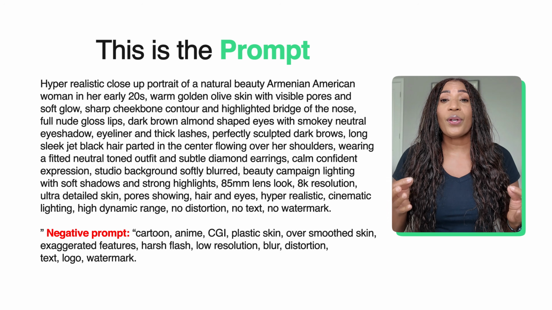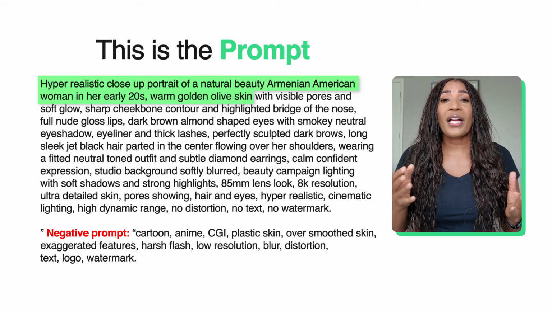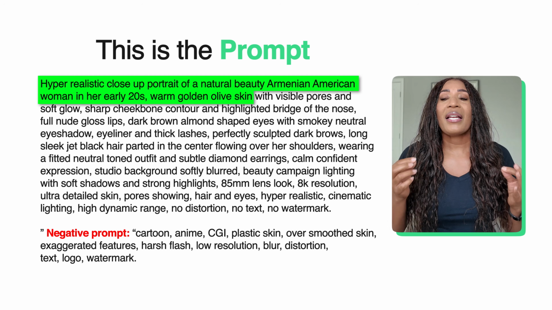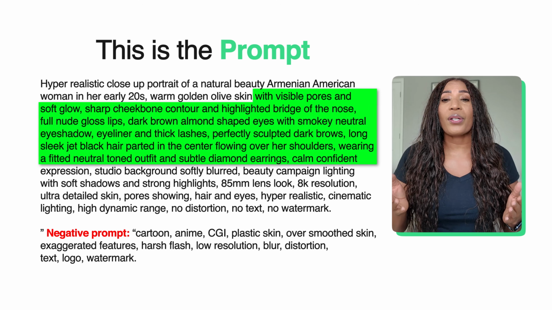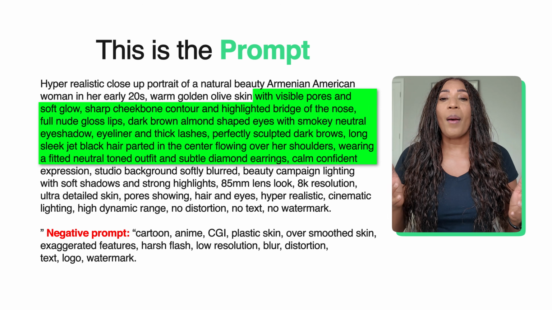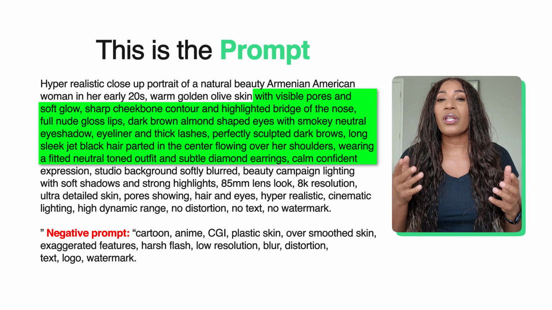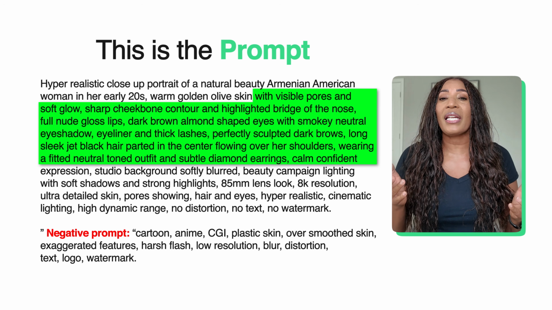Now this is the prompt I used to get her look. On screen you can see the full prompt, but let me break it down for you. First, I told Nano Banana who she is: a natural beauty, Armenian American woman in her early 20s with golden olive skin. Then I described the details: visible pores and nude gloss lips, almond-shaped dark brown eyes, smoky neutral eyeshadow, long sleek jet black hair parted in the center.